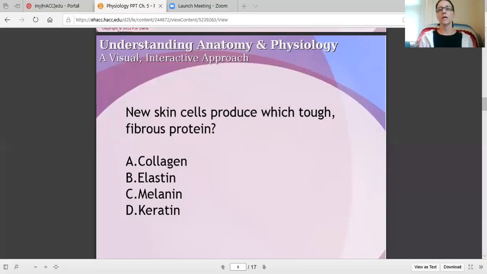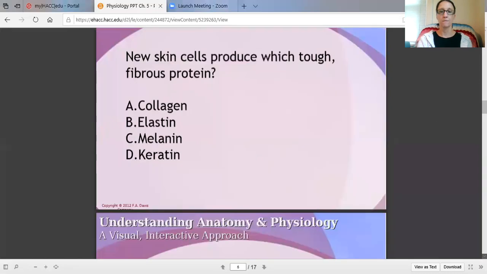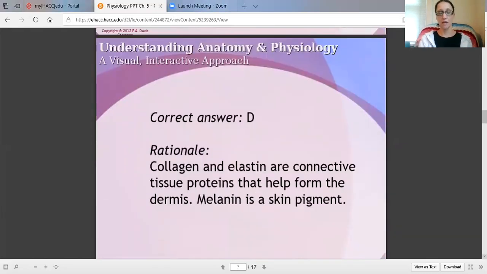And before we do, we have a bit of a review question. So, new skin cells produce which tough fibrous protein? Is it collagen, elastin, melanin, or keratin? Yes, the answer is keratin. If you said D, you are correct.